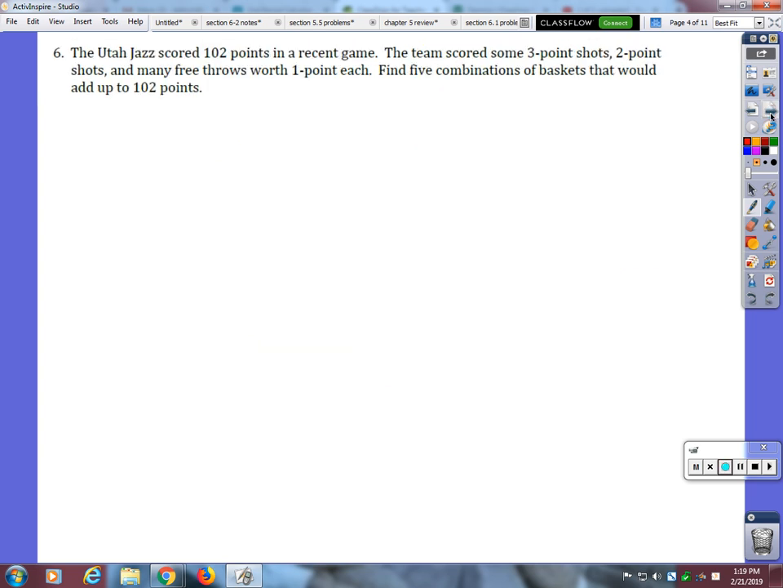All right, the Utah Jazz scored 102 points in a recent game. The team scored some three-point shots, two-point shots, and some free throws that are worth one. So now we have three variables. Find five combinations of baskets that would add up to this time what needs to be exactly 102. Do you need a second? Do you have any? You have one? What you got?